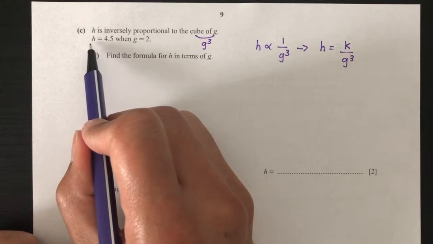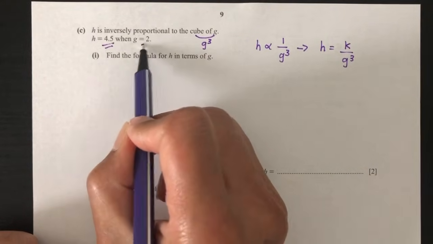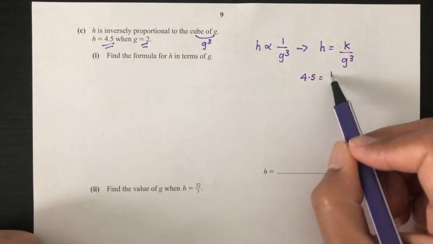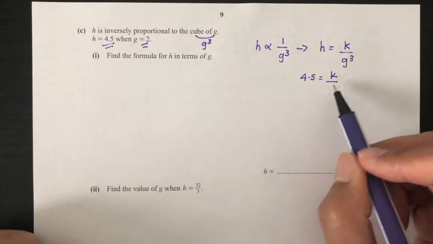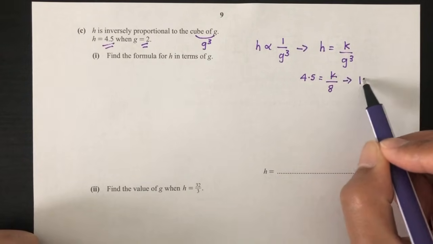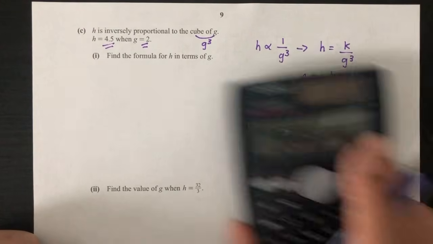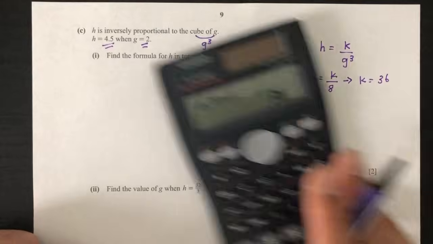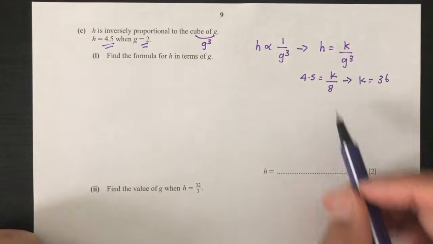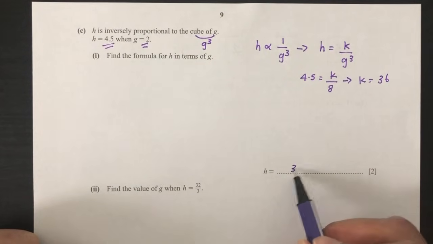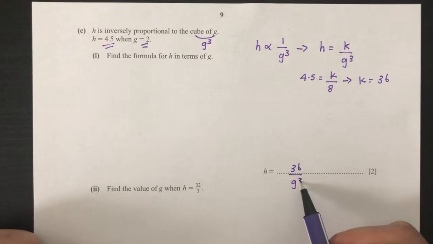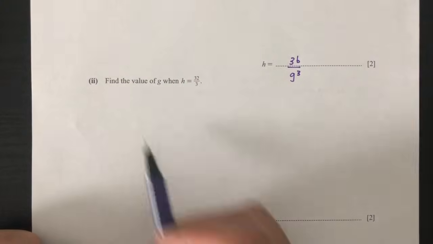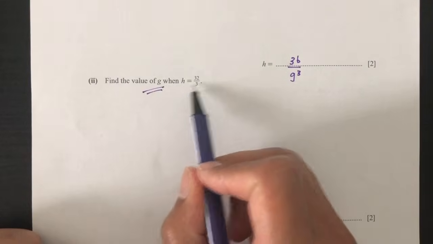Now, we know the value of h is 4.5 when g is 2. So h is 4.5 when g is 2. 2 cubed is 8. From this we know k will be 4.5 multiplied by 8. That will be 36. So basically your equation will become h is equal to 36 divided by g cubed according to this information. Now for part 2, find the value of g when h is equal to this.